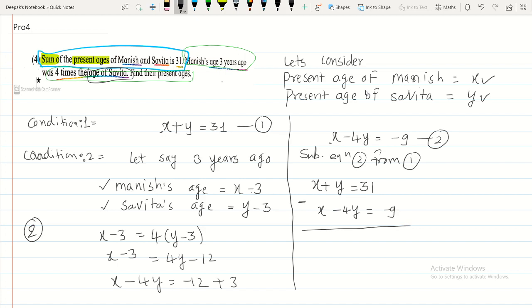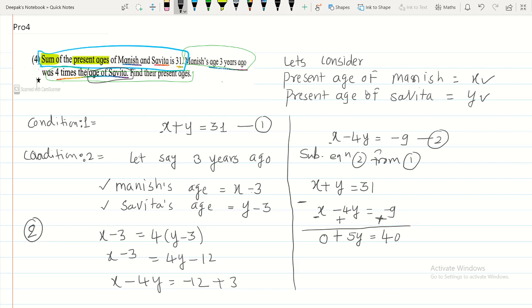While subtracting, our fundamental rule is to change the sign of the equation which we wrote below. So this plus x will become minus x, this minus 4y will become plus 4y, and this minus 9 will become plus 9. Plus x minus x becomes 0, plus y plus 4y gives 5y, equals 31 plus 9, that is 40.